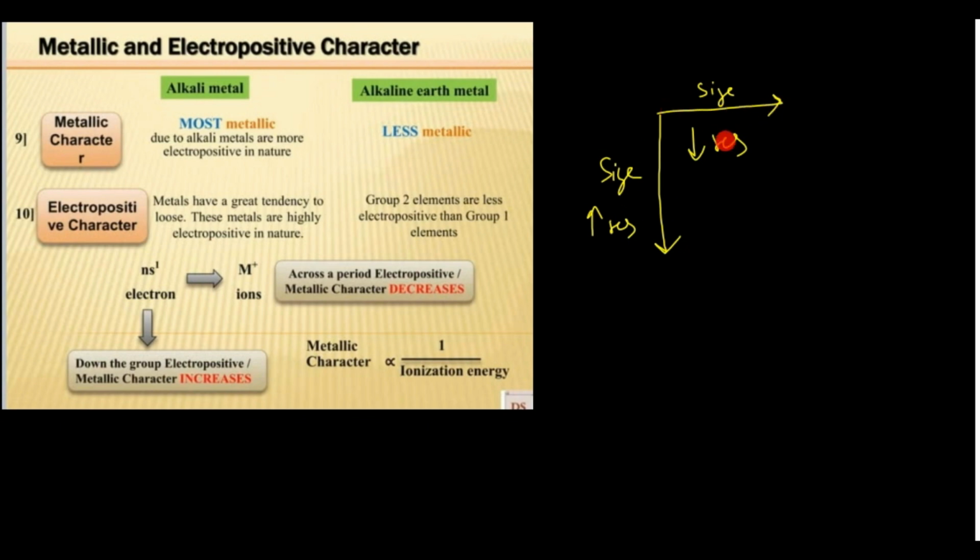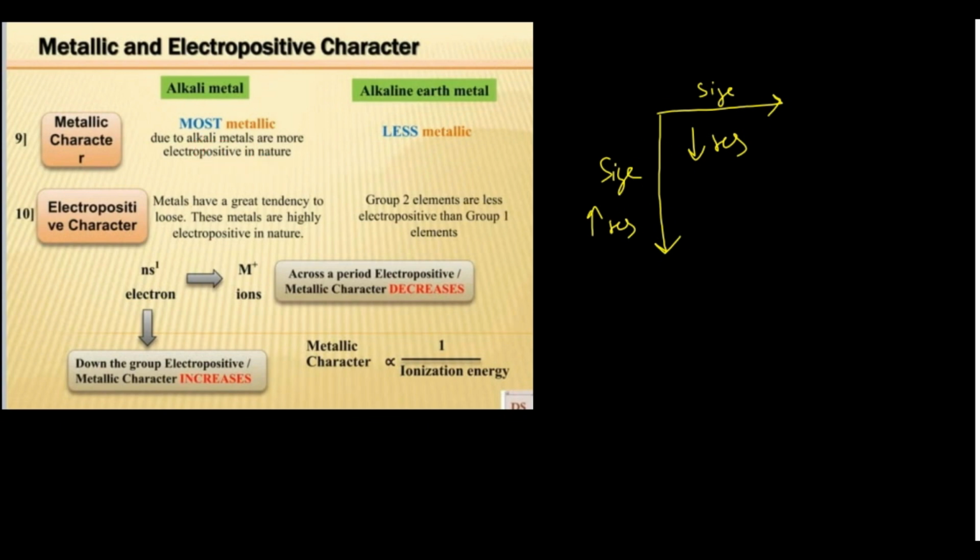size actually decreases. When size decreases, that means effective nuclear charge increases, and when effective nuclear charge increases, the removal of the electron becomes a little difficult, and that means it will form a positive ion but with difficulty. That means lower metallic character. That's why alkaline earth metals are less metallic. However, like alkali metals, they are silvery white, or sometimes not silvery but white actually. Alkali metals are most metallic because they are more electropositive in nature.